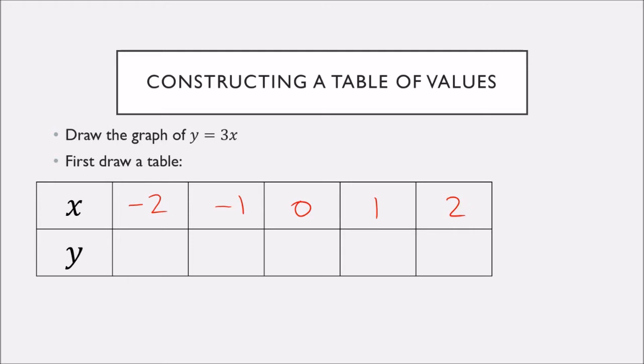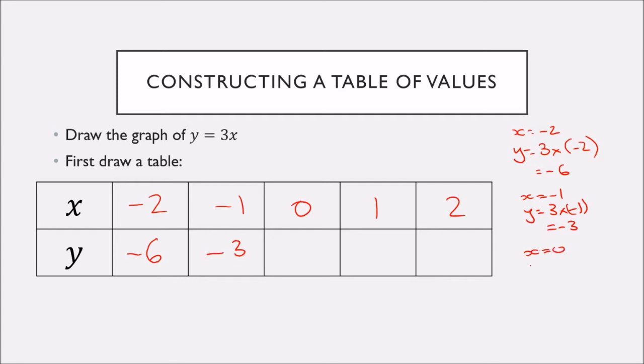Okay, so we want to draw the graph of y equals 3x. Our first x value, we've got x equals -2. So we substitute the -2 into our formula. So it's going in over here. Wherever you see this x, that's where it's going. So we have y equals 3 times -2, which equals -6. So we put a -6 in here. Then x equals -1, y equals 3 times -1, which equals -3.